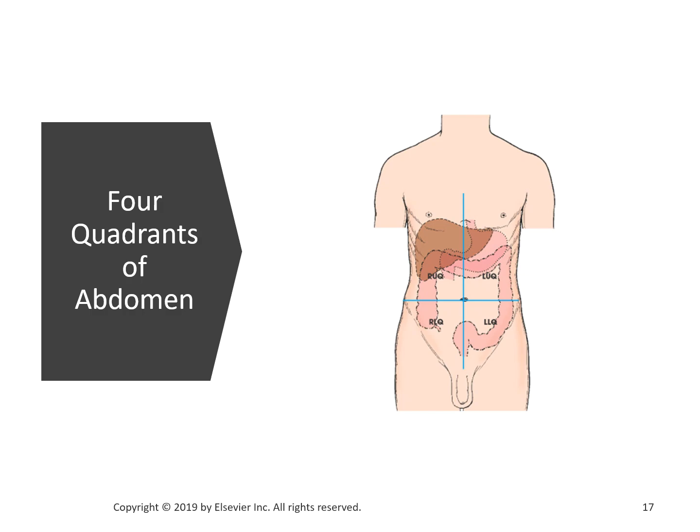In the right lower quadrant, that's where the appendix is, if you still have one. In the left lower quadrant is the sigmoid colon. And then the hepatic flexure is right upper quadrant. Splenic flexure is left upper quadrant. And that's the colon that I'm describing there. Okay.